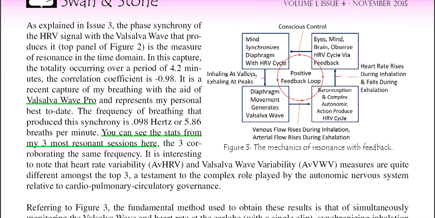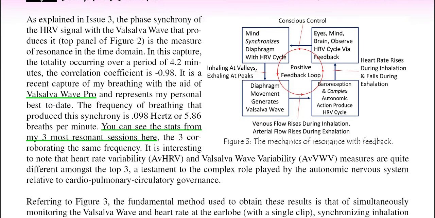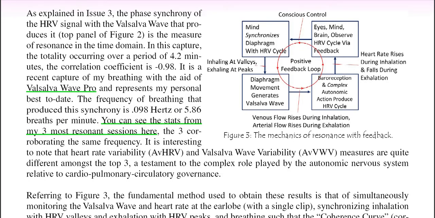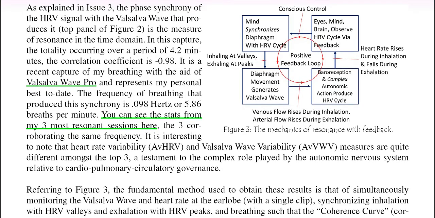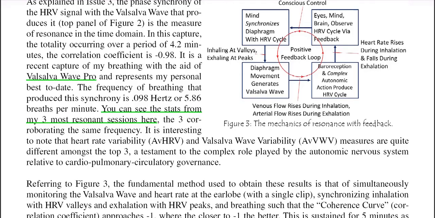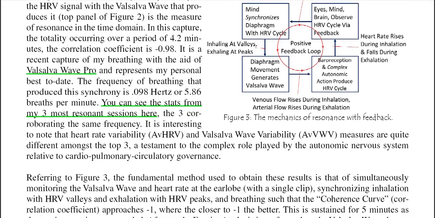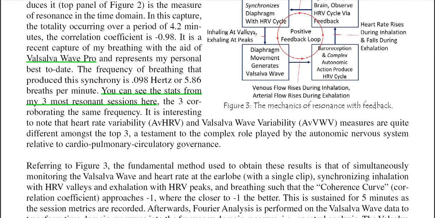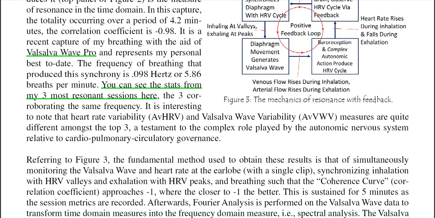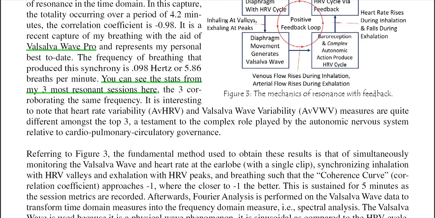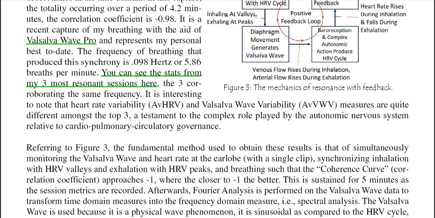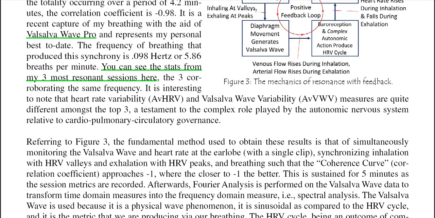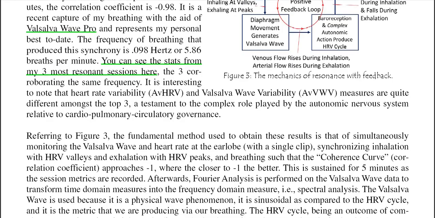You can see the stats for my 3 most resonant sessions here, the 3 corroborating the same frequency. It is interesting to note that heart rate variability, AV-HRV, and Valsalva wave variability, AV-VWV, measures are quite different amongst the top 3, a testament to the complex role played by the autonomic nervous system relative to cardiopulmonary circulatory governance.